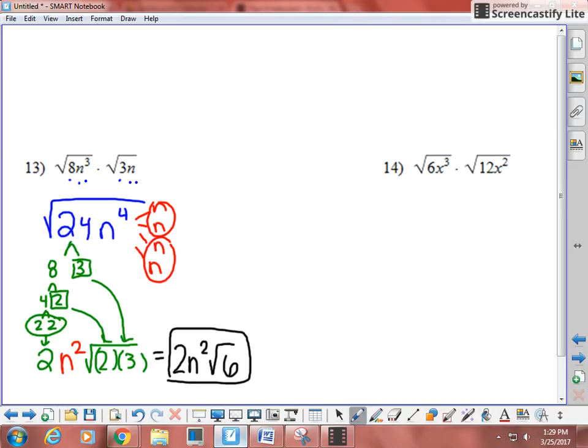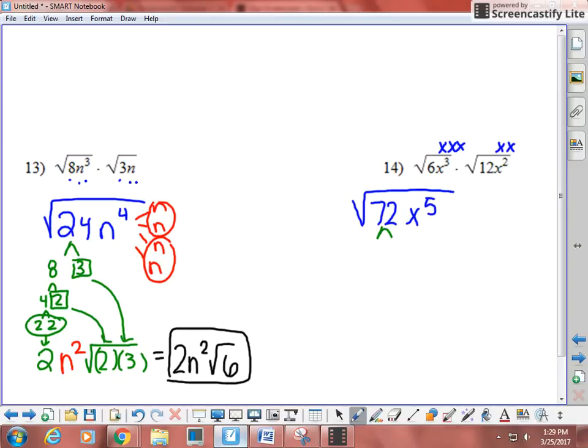Same thing, multiplying my numbers. When I multiply 12 times 6, I get 72. And then I'm multiplying my x's. Well, I'm not really multiplying them. I'm saying, okay, there's 3 here, and there's 2 here, so altogether there's 5.